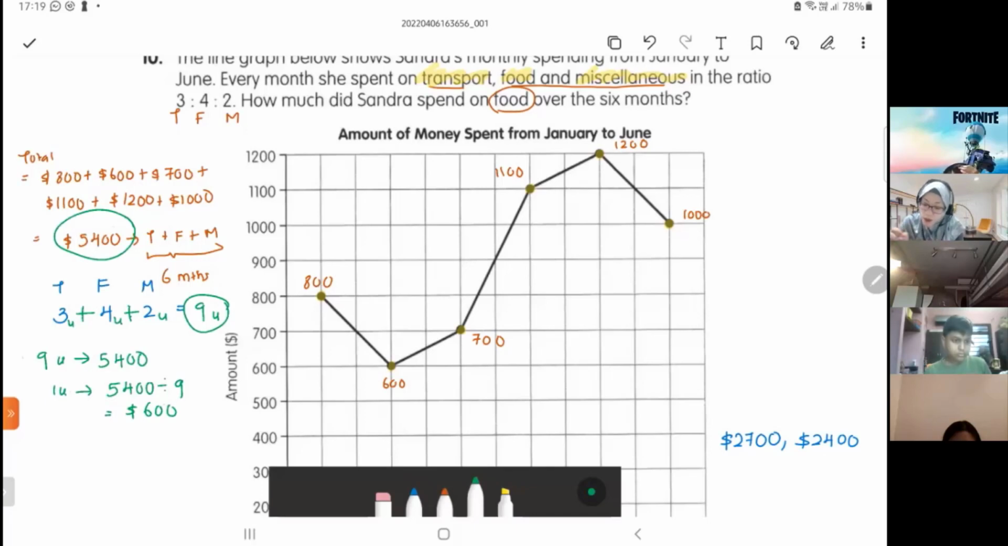Then I want to know food. Food is how many units? I want food only. So 4 units will be 600 times 4, and the answer is $2,400. Done. So the correct answer is this one, not this, right?